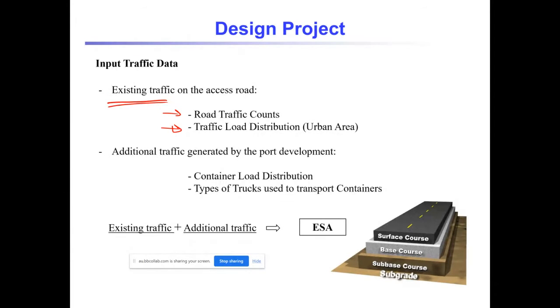But now, because of the development of the port, we will have some additional traffic. So more heavy vehicles are going to pass through that road in order to transfer and carry the containers, right? So eventually, when you want to determine the design traffic, you need to take into account the effect of the existing traffic, and of course, the growth rate of the traffic during its design life, as well as the additional traffic because of the development of the ports. And finally, determine the total design traffic for the road.